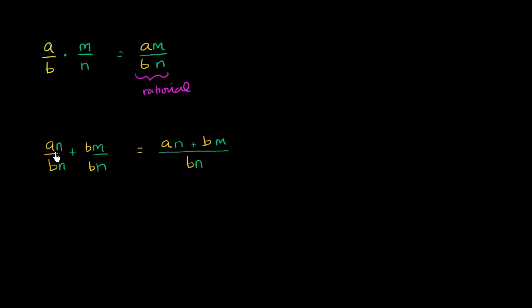So the sum of two rational numbers is going to give you another rational number. So this one right over here was rational, and this one right over here is rational. So you take the product of two rational numbers, you get a rational number. You take the sum of two rational numbers, you get a rational number.